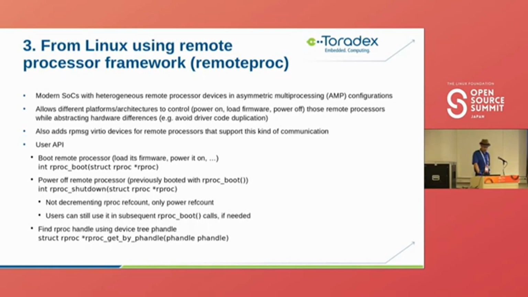turned off again. Usually it does not decrement the rproc ref counting, only the power ref counting. That means the user can still use such a handle in a subsequent rproc_boot call again. So you could basically boot a certain firmware, shut it down again, boot another firmware, shut it down. You could even have use cases like that. And then there is another call to actually find such an rproc handle using a device tree handle.